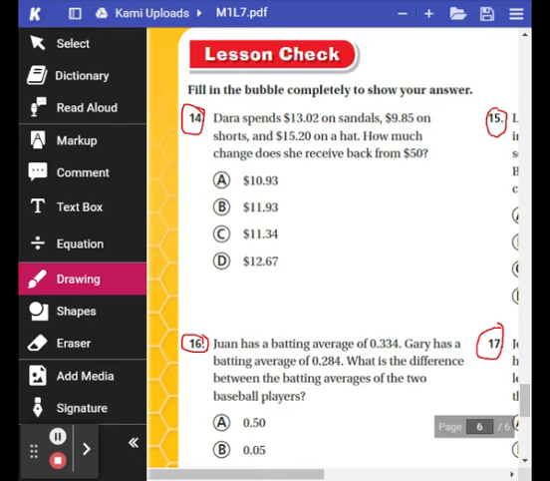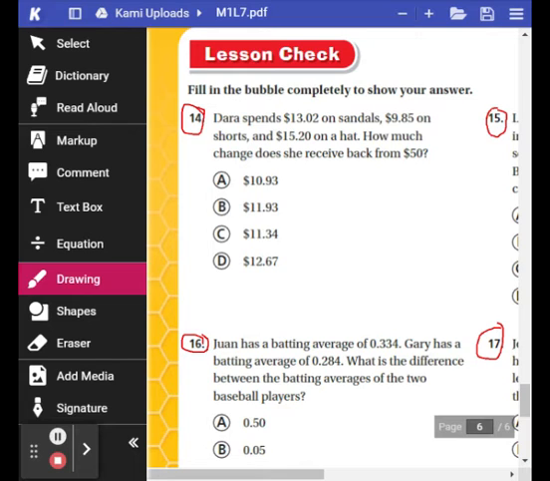So Dara spends $13.02 on sandals, $9.85 on shorts, and $15.20 on a hat. How much change does she receive back from $50? So this is a multi-step problem, right? So first of all, think of going to the cash register.